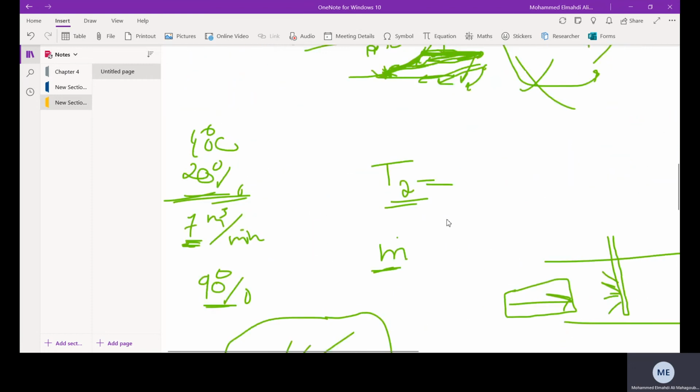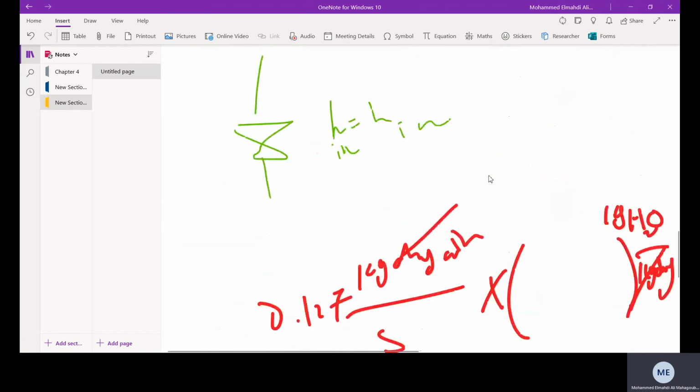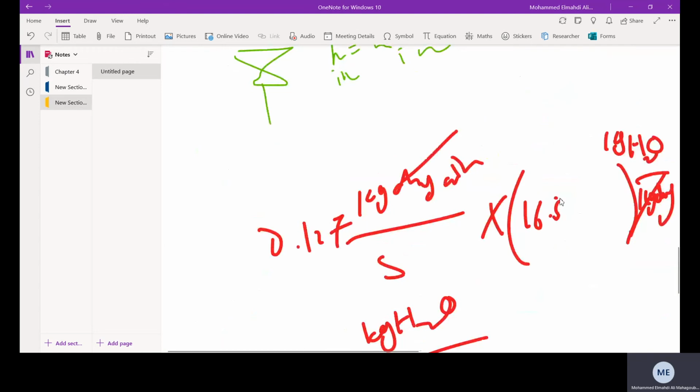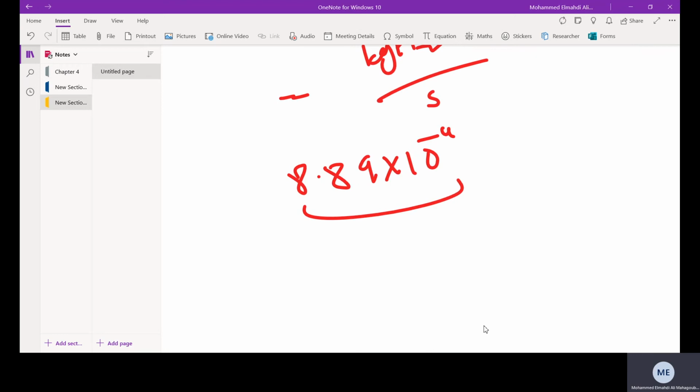What was the ratio that we found? It is 16.5, 9.5. So 0.127 multiplied by 16.5 minus 9.5, over 1,000, because you want to convert the units. So this one is around 8.89 times 10 to the power minus 4, somehow around this point.